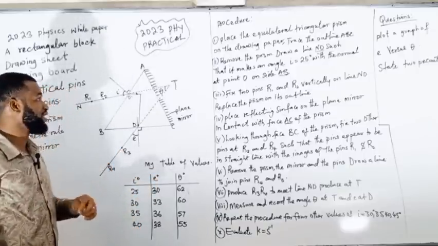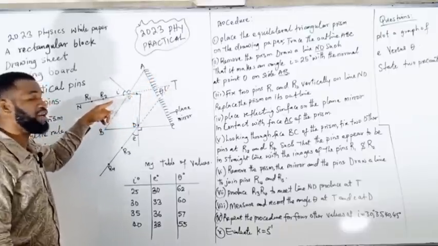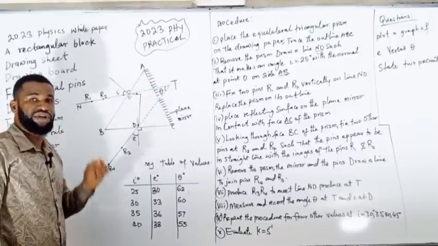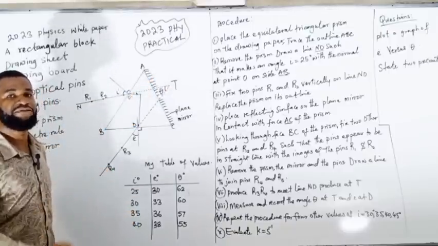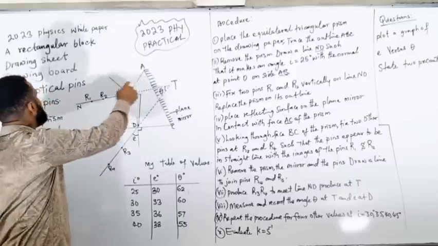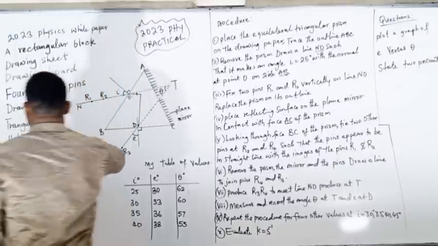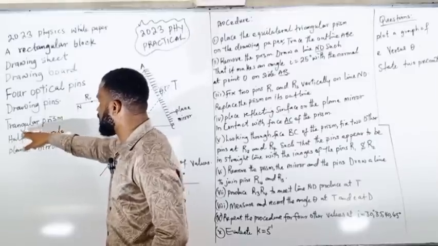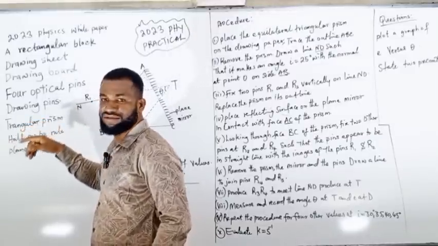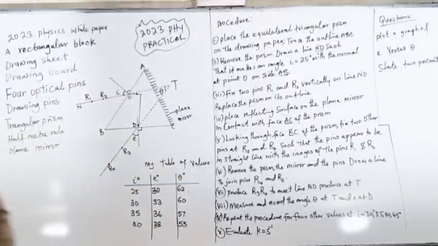Where you will find out the importance of the plane mirror is when you get to a place called the critical angle, when you exceed the critical angle. And for the triangular prism, the one they say we should use is the triangular prism.